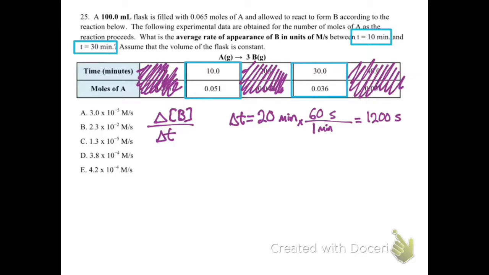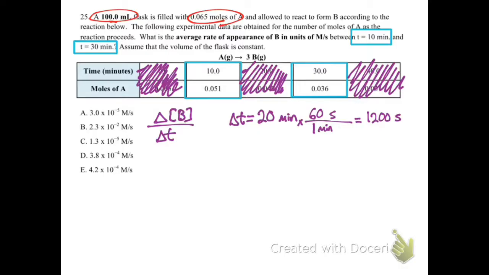Now, it's our goal to figure out how much B appears during that time. Something else to note: the units are 0.065 moles of A. But if we look at the units of our answers, we're looking for molarity, not moles. So first, I'm going to use the fact that it's a 100 milliliter flask. 100 milliliters, divided by 1,000 milliliters for every 1 liter, is equal to 0.1 liter. I'm going to find the change in moles first. I think that's going to be simpler.